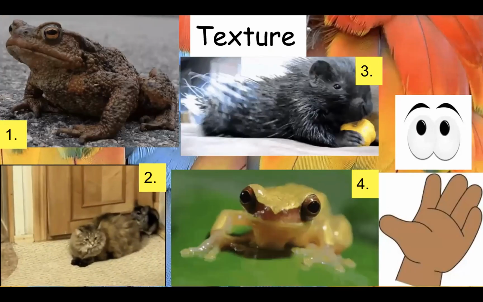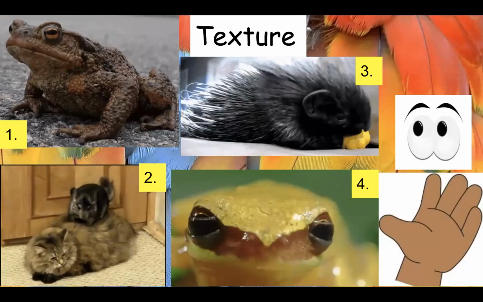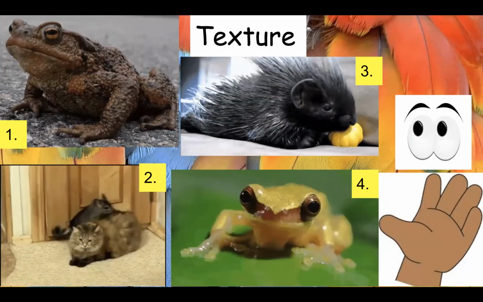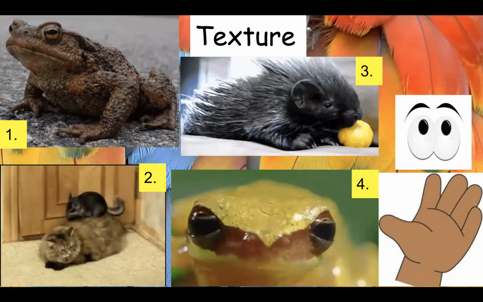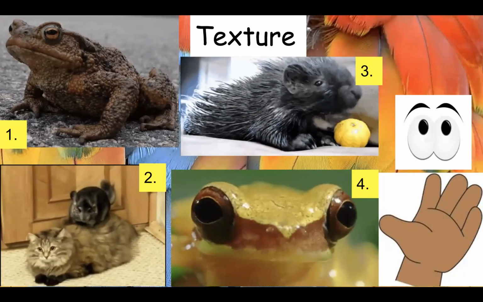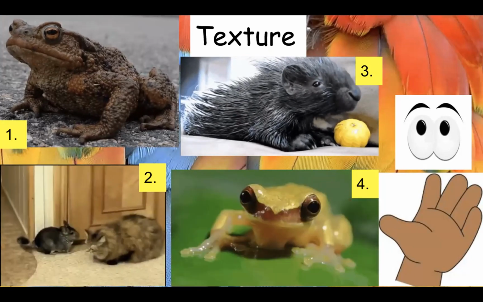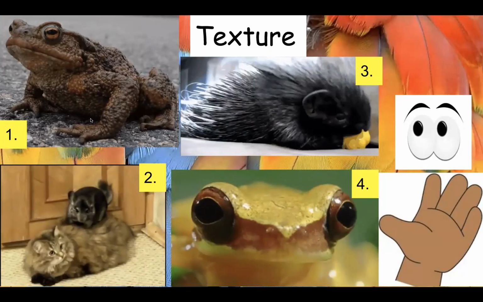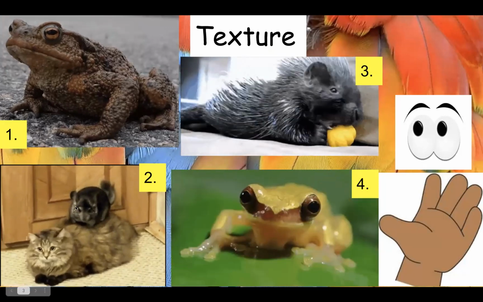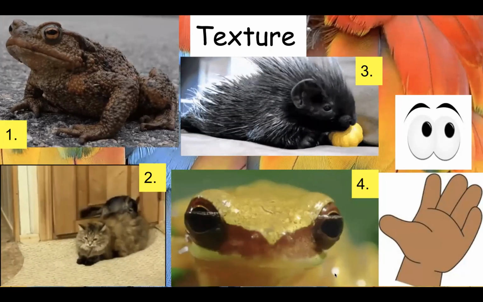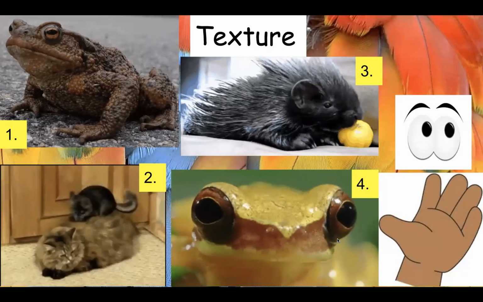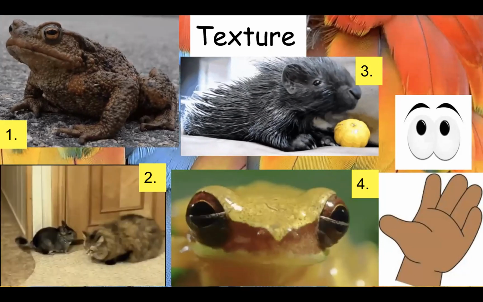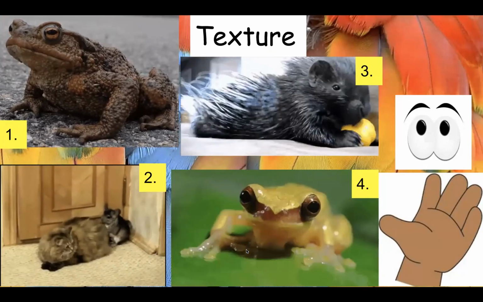My next word is texture. So texture is just how does something feel? And we can use our hands and we can also use our eyes to help us determine texture, how something feels when we touch it. So if I were to say which of these 4 animals, so we have animal number 1, animal number 2, animal 3, and animal 4, which animal might be bumpy if you were to touch it? So think about that word bumpy.